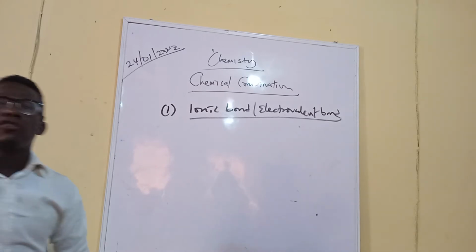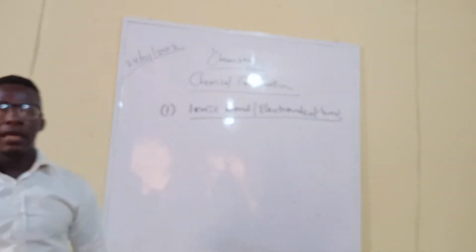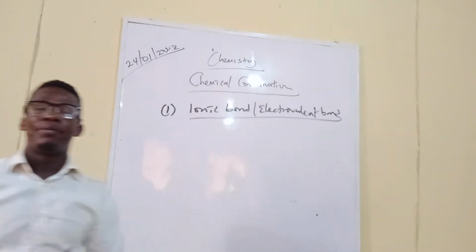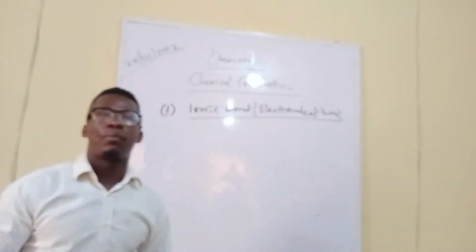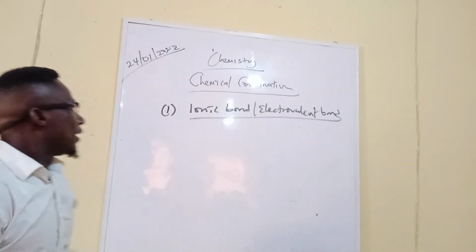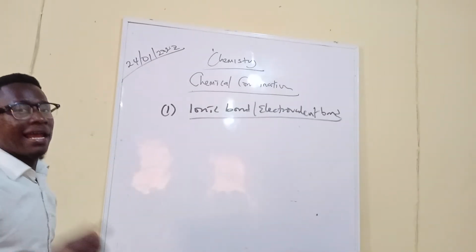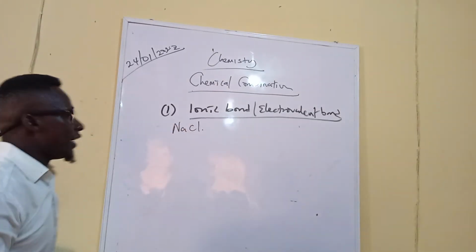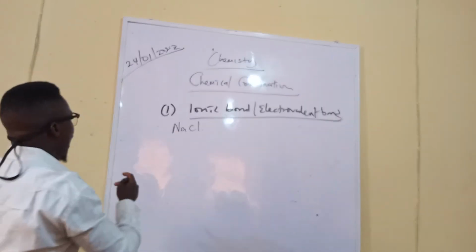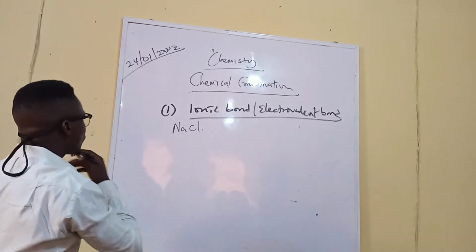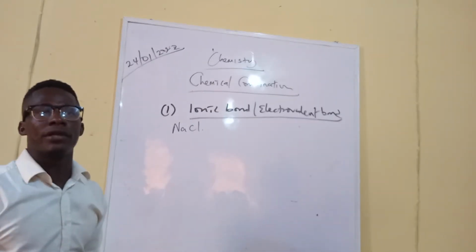Now, electrovalent bond or ionic bonding is formed as a result of transfer of electrons between metals and non-metals, or between electropositive ion and electronegative ion. When we say transfer of electrons, let's take for instance the compound sodium chloride. In the compound sodium chloride, we have sodium and chlorine. Now, I will show you how this bond is formed.